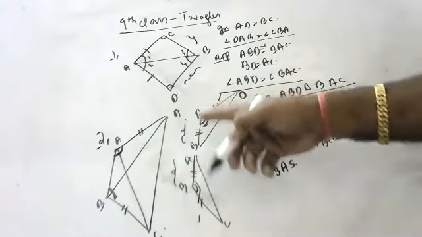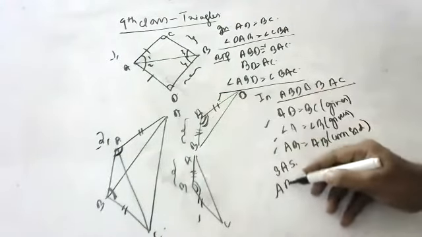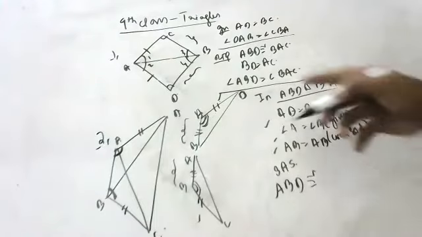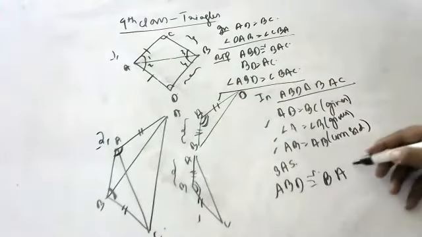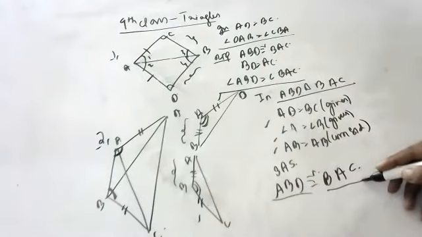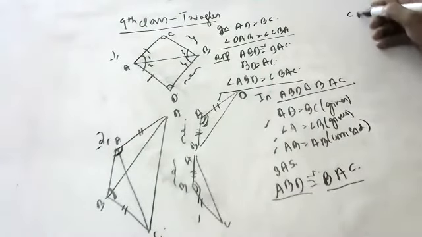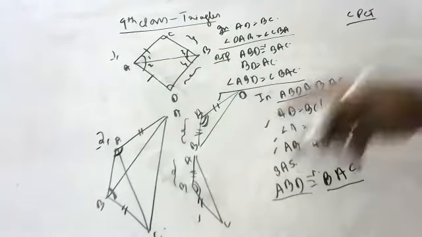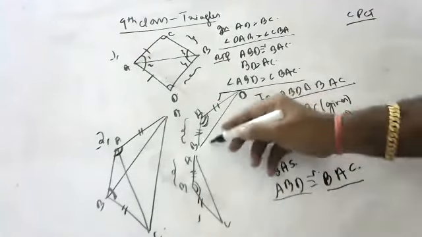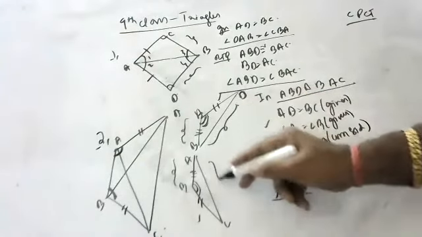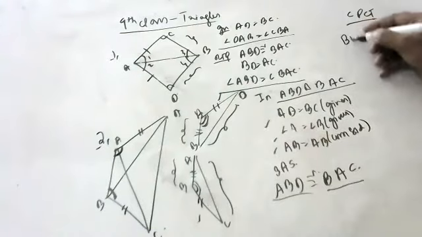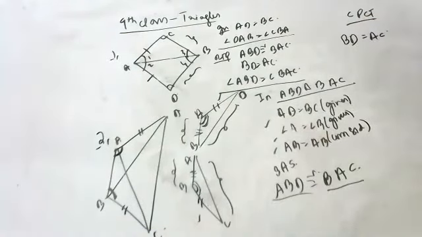This triangle ABD is congruent to triangle BAC. Now let's go for CPCT, children. By CPCT, this triangle and this triangle are congruent, so BD is equal to AC automatically. BD is equal to AC by CPCT.